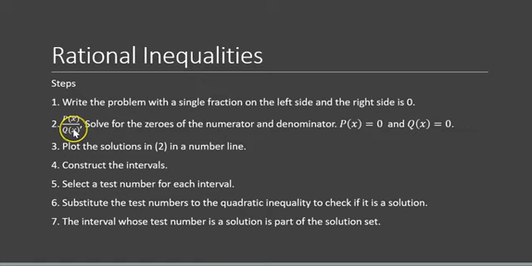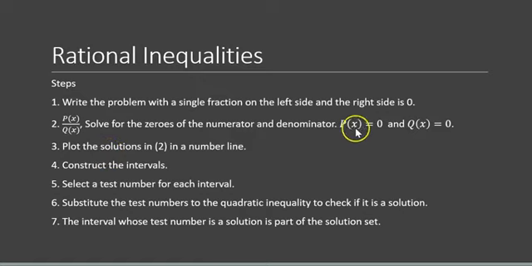Then we solve for the zeros of the numerator. So we equate the numerator to 0 and solve for the values of x that will make the numerator 0, and also solve for the zeros of the denominator. So when we have these solutions, we're going to do a similar second part to our quadratic inequalities.